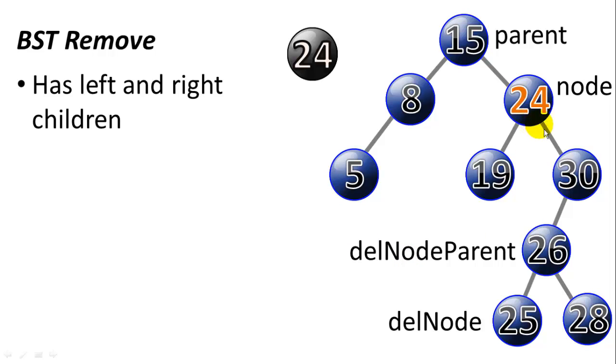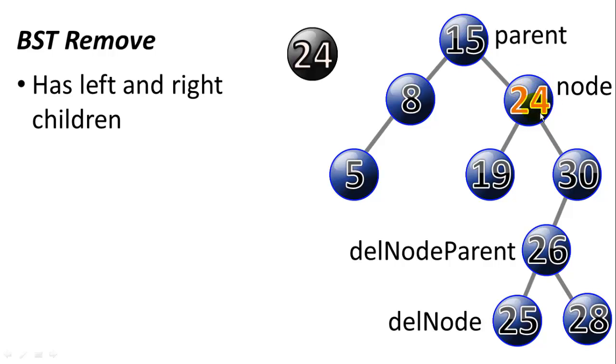First, we're going to use two more variables. We're going to use a variable called del node, or the node that we want to delete, because now we're not going to delete node anymore. We're going to use del node to indicate the node that we want to actually delete, and del node parent as the parent of the node we want to delete. And how do we find this node that we want to delete? What do we do next?